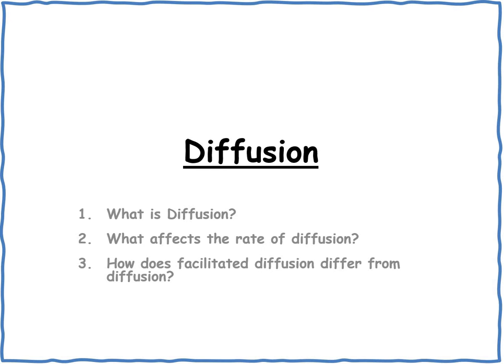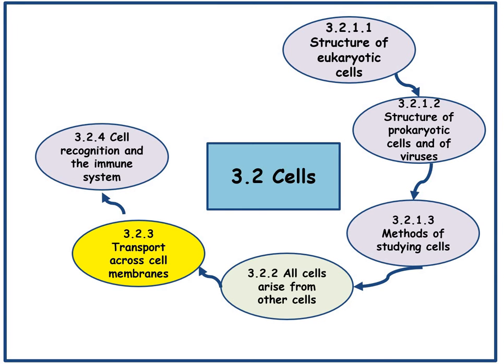Diffusion. What is diffusion? What affects the rate of diffusion? How does facilitated diffusion differ from diffusion? And this is part of the 3.2.3 transport across cell membranes topic of the cells AQA topic.